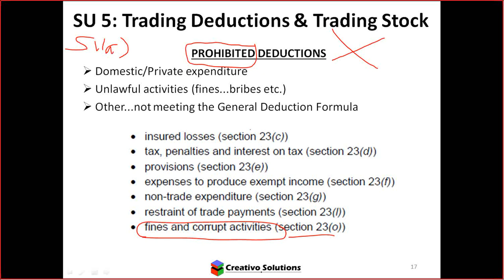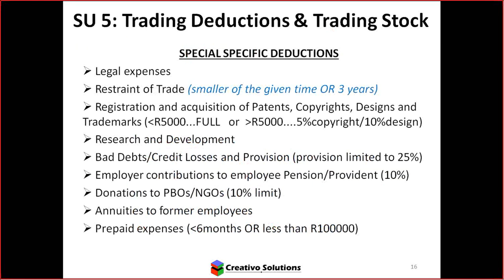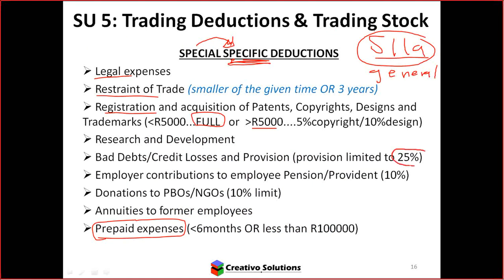Okay, so an insurance loss, it's prohibited. You cannot claim that. Any tax or penalties or interest that you have to pay to SARS, you cannot claim that. Provisions you cannot claim, but a portion of a provision you can for a specific provision. Remember the bad debts provision? Yes, sir. Okay, I think it was 25%, if I'm not mistaken. 25% of the provision of doubtful debts you can claim. Okay, but remember that's a provision for doubtful debts.